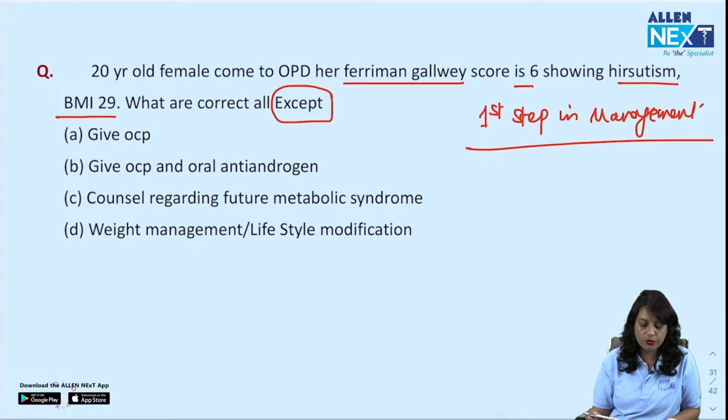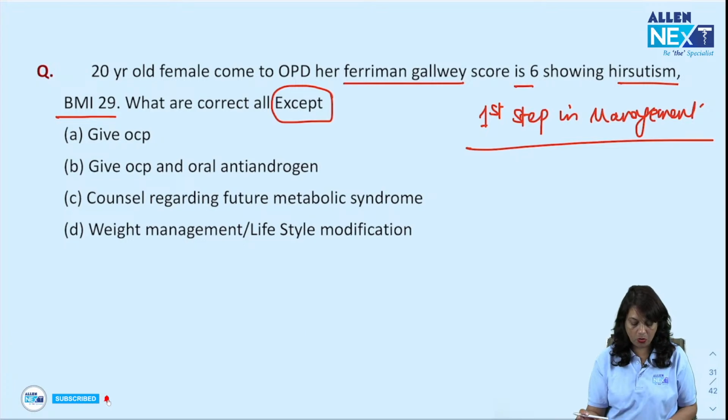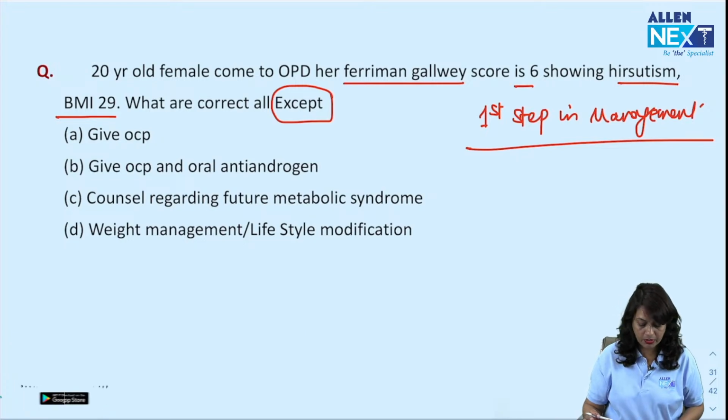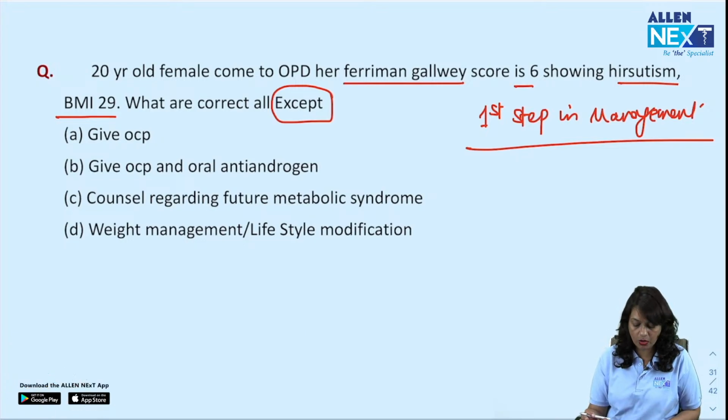Some of the students have told me the question given in the exam was: what are the correct options except the one. So the options are: number 1, give OCPs, oral contraceptive pills; number 2, give OCPs and oral anti-androgens; number 3, counsel regarding future metabolic syndrome; number 4, weight management or lifestyle modification.